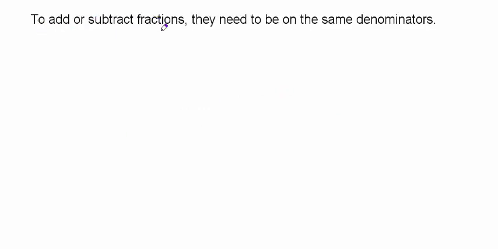To add or subtract fractions, they need to be on the same denominators. For example, you could do 3 sevenths plus 2 sevenths is equal to 3 plus 2 all over 7, which is equal to 5 sevenths.